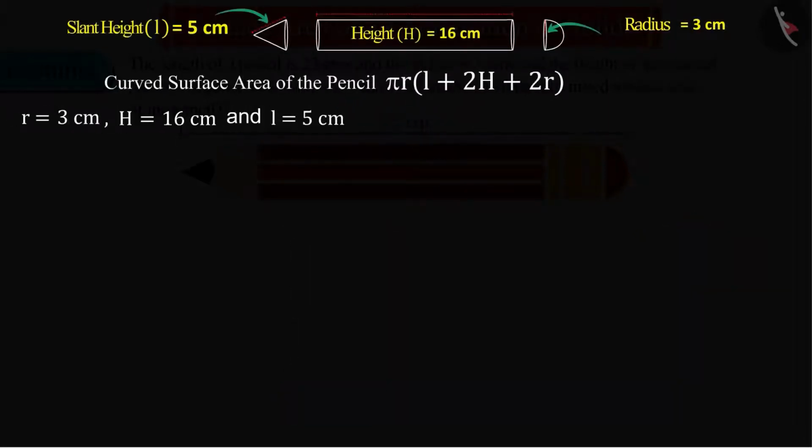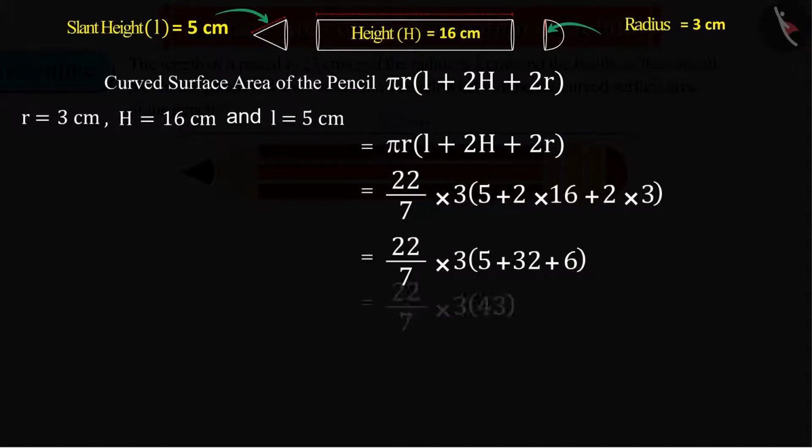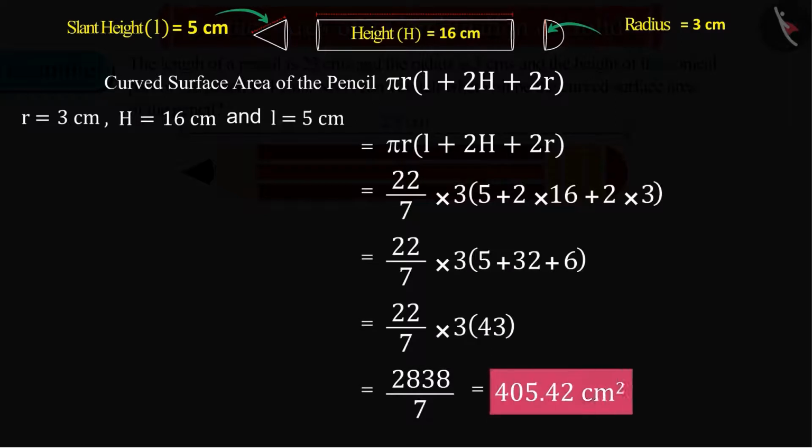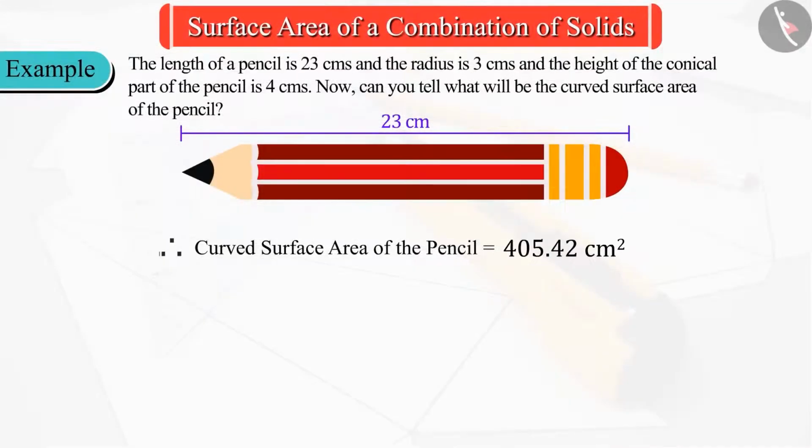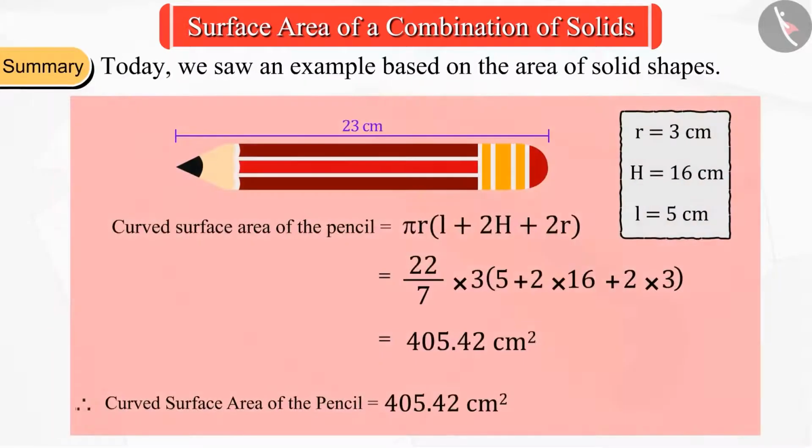By substituting the value of the radius r, the height h, and the slant height L in this formula, and upon solving, the curved surface area of the figure is obtained as 405.42 square centimeters. So we can say that the curved surface area of the pencil is 405.42 square centimeters. In this video, we saw an example based on the area of solid shapes.